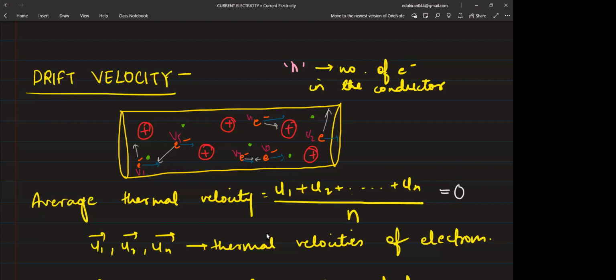So N is the number of electrons in the conductor. Average thermal velocity is U1 plus U2. See, initial velocities. Average thermal velocity means initial velocities. So U1 plus U2 up till UNth divided by N. This is 0. Why is this 0? Because this has just started moving, so initially it will definitely be 0. So U1 plus U2 plus UNth, this is 0. Now U1, U2, UN, these are the thermal velocities of electrons.